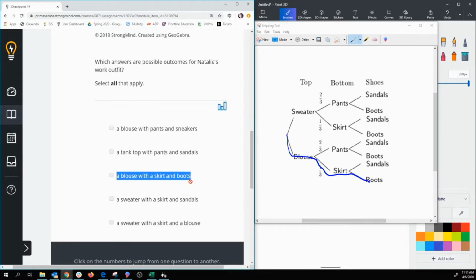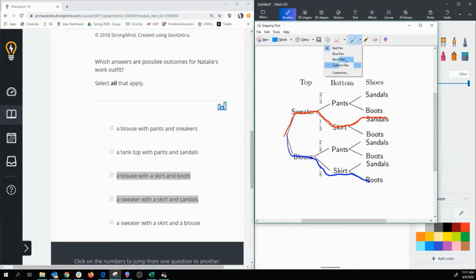The fourth one says that she could wear a sweater with a skirt and then sandals. Does that one work based off our tree diagram? So a sweater with a skirt and sandals. Yep, because I have all three of those options on my tree diagram, so this fourth one would also work. And then the last one says a sweater with a skirt and a blouse.